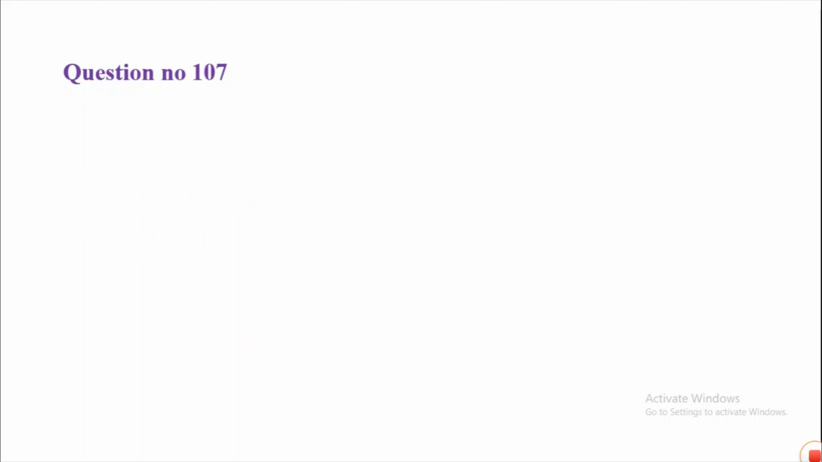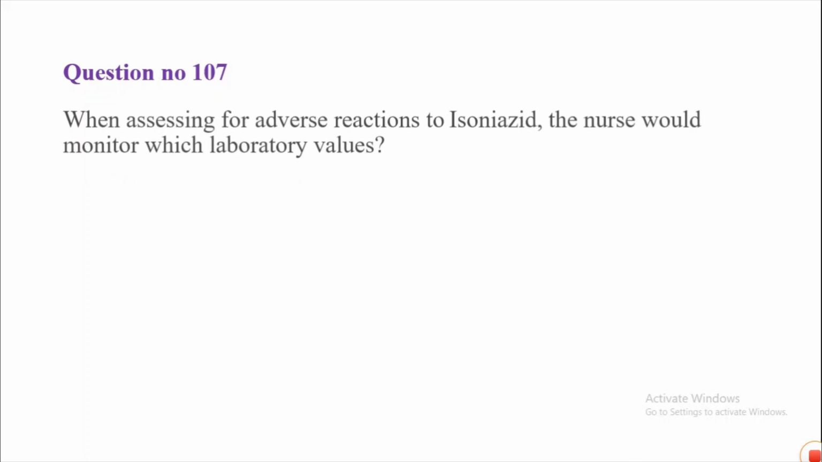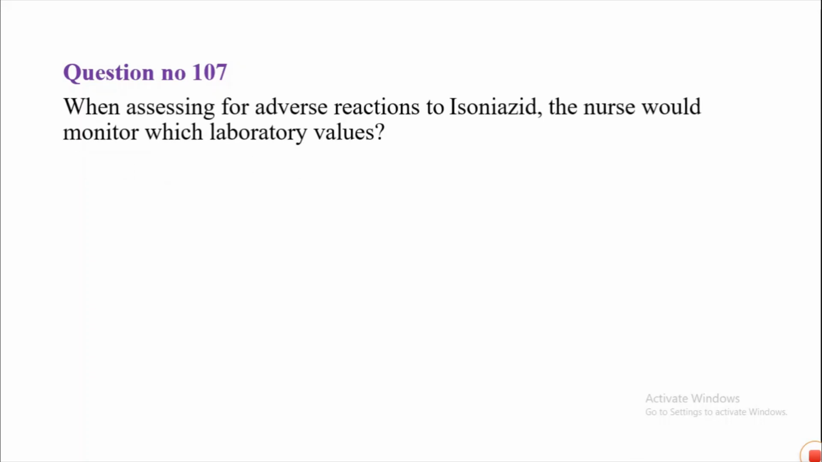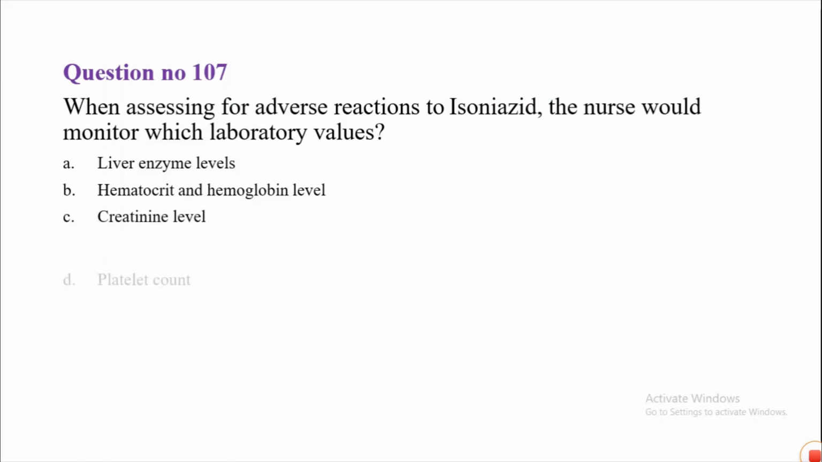Question number 107. When assessing for adverse reactions to isoniazid, the nurse will monitor which laboratory values. The options are number A, liver enzyme levels, number B, hematocrit and hemoglobin levels, number C, creatinine level, number D, platelet count.